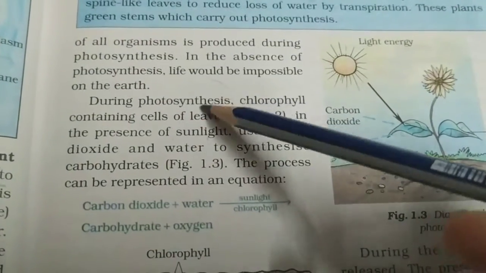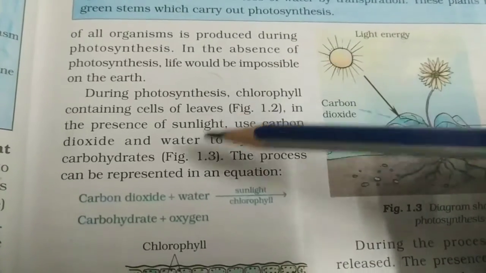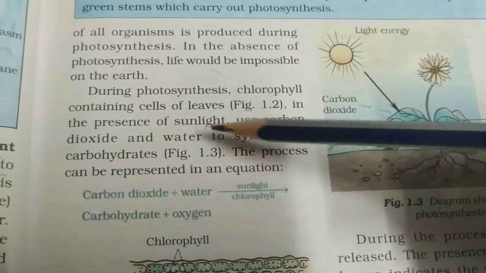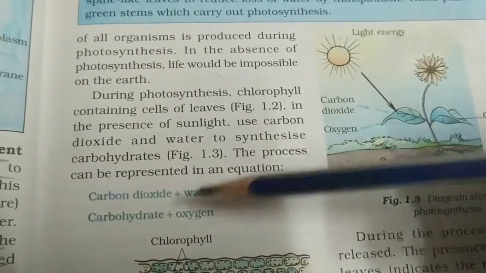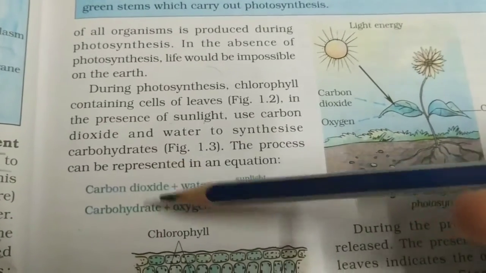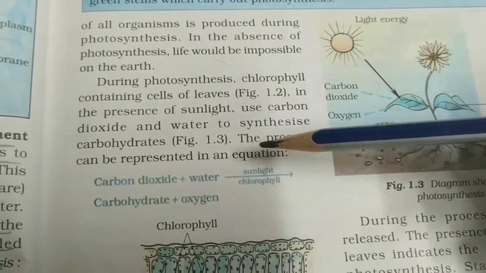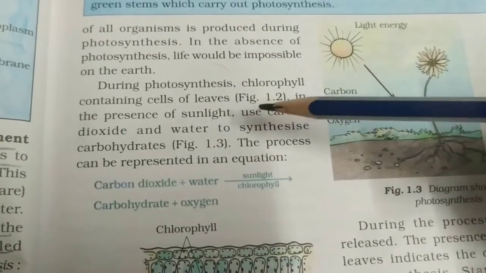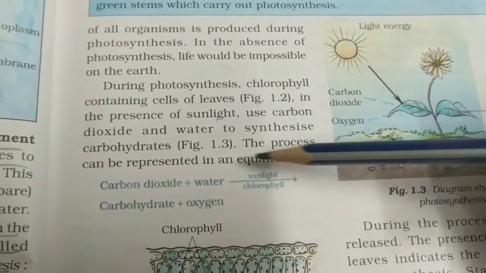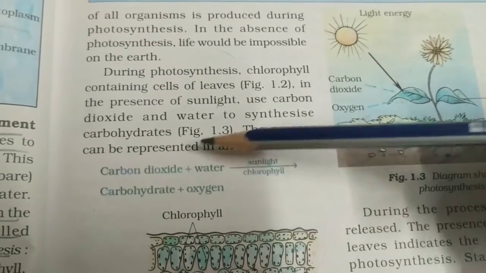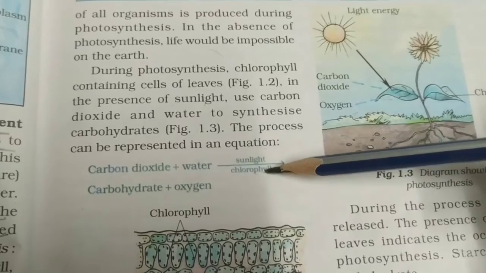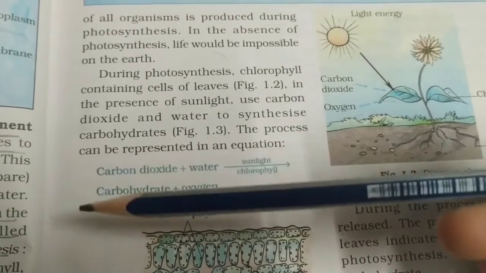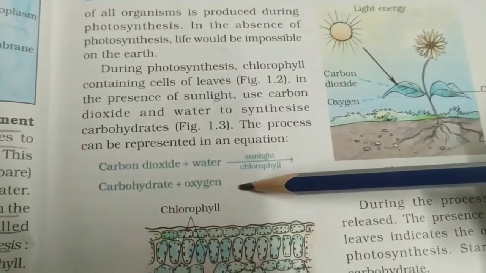Now, during photosynthesis, chlorophyll containing cells of leaves in the presence of sunlight use carbon dioxide and water to synthesize carbohydrates. Okay, so this is how they prepare carbohydrates. The process can be represented in an equation. Carbon dioxide is taken in plus water, in the presence of sunlight and in the presence of chlorophyll, and it is used to produce carbohydrates and oxygen.